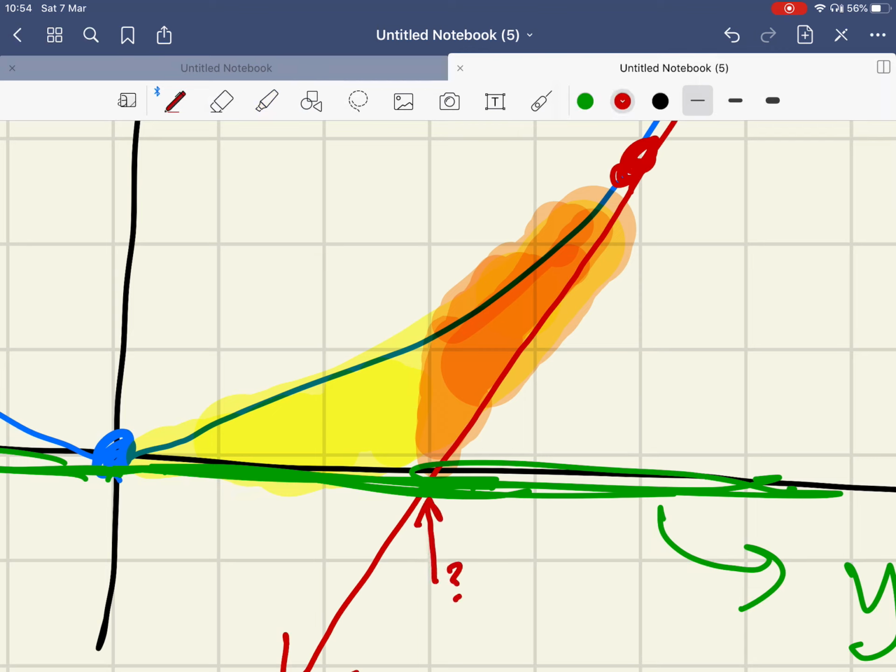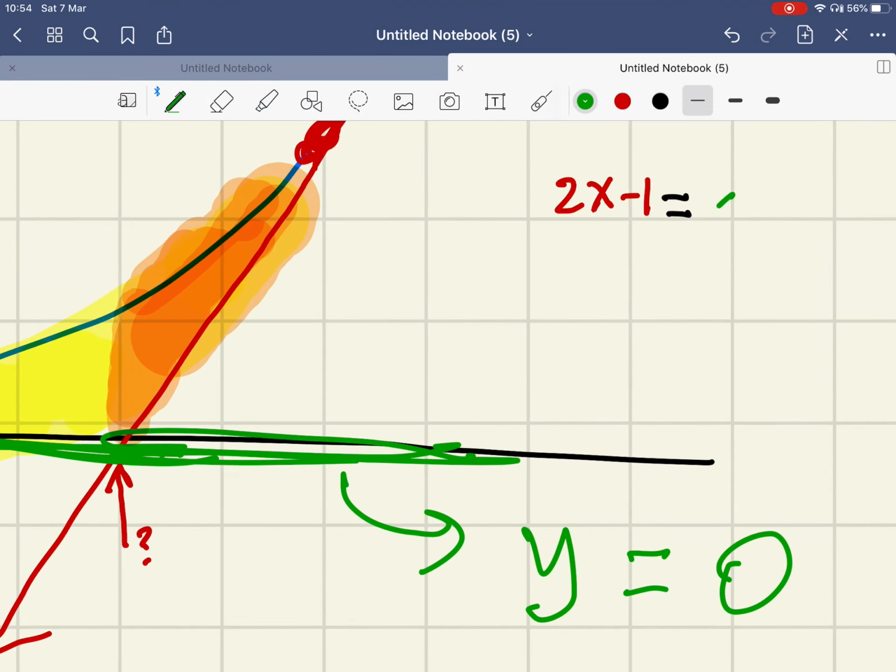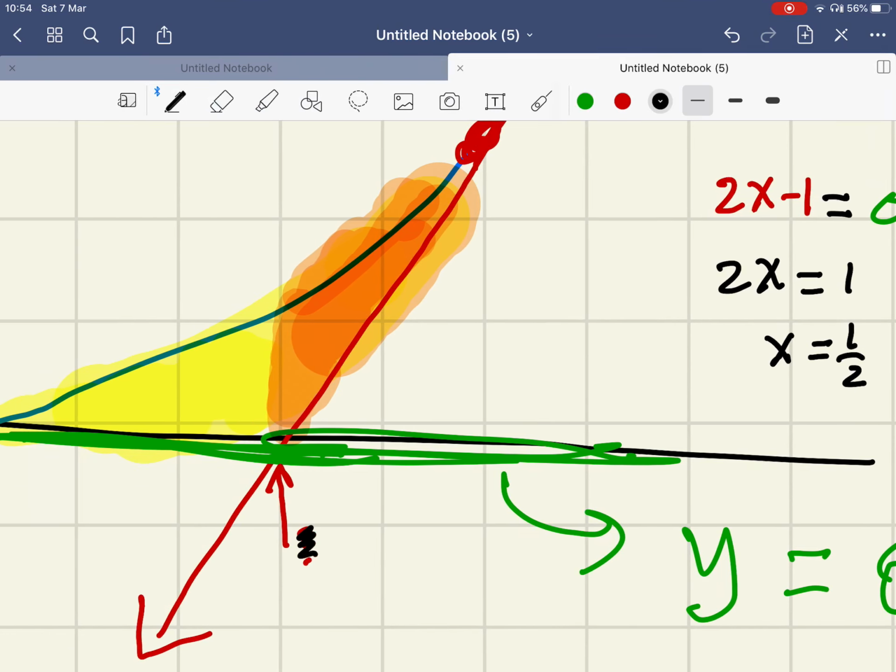So we need to find this point where the red function meets the green function. Let me just do it up here very quickly. The red function is 2x minus 1. It should equal the green function, which is y equal to 0. Now this is a very simple equation, 2x equal to 1, so x equal to half. So this point here is 1 over 2.